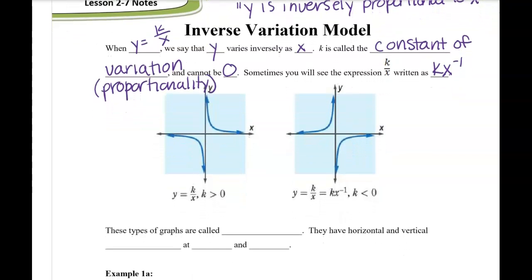These types of graphs are called hyperbolas. They have horizontal and vertical asymptotes at y equals 0 and x equals 0. When k is greater than 0, our graph will show up in quadrants 1 and 3. And when k is less than 0, our graph will show up in quadrants 2 and 4.